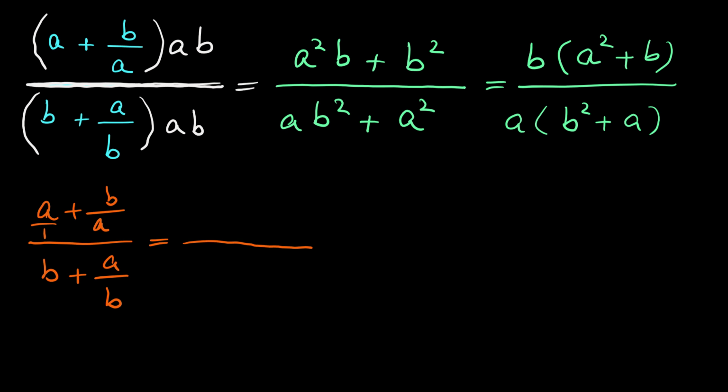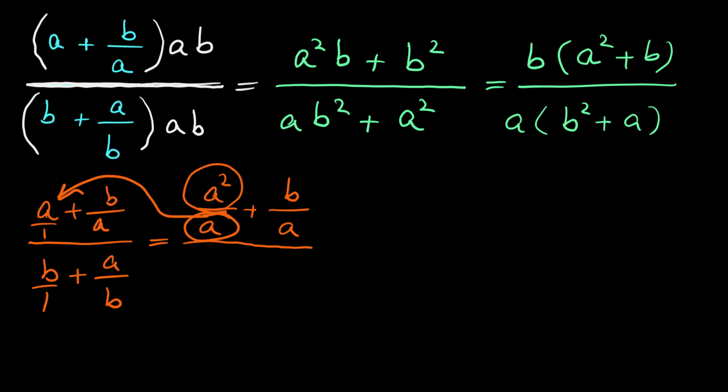Attention, the denominator of this is 1, the denominator of this is also 1. What would be the common denominator? The common denominator is a. Because the denominator here is 1, here is a, the common denominator between 1 and a is a. Because we multiply the denominator of the first fraction by a, we have to multiply the numerator also by a. So we have a² over a plus b. Attention, a² divided by a is again a.